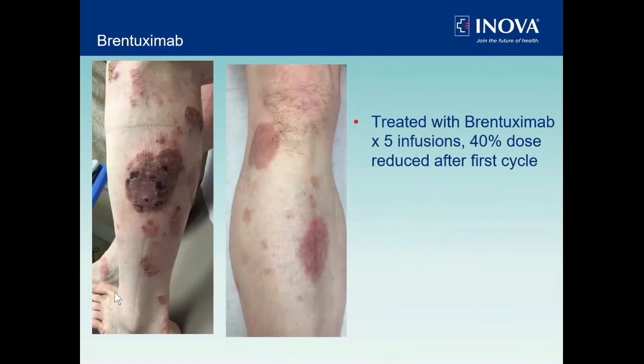And here's a patient of ours who had big, thick plaques and tumors all over the legs, who was treated with brentuximab. He required a dose reduction because of some early symptoms of sensory neuropathy, and he had tremendous clearance. All of this was just staining of the skin after the lesions had cleared, and all of that spontaneously resolved. He did quite well.